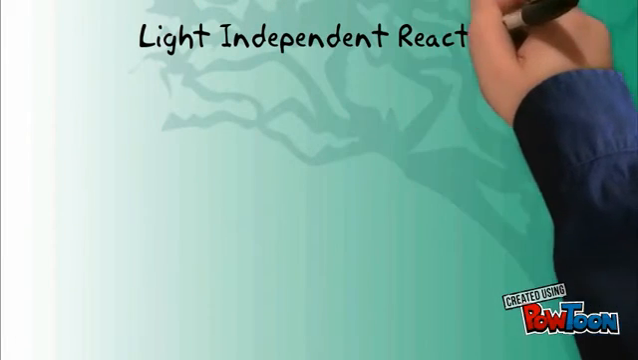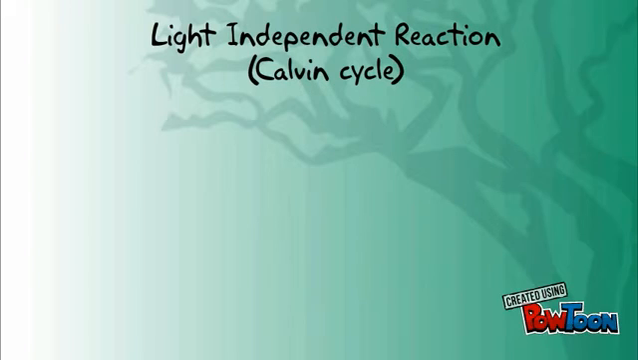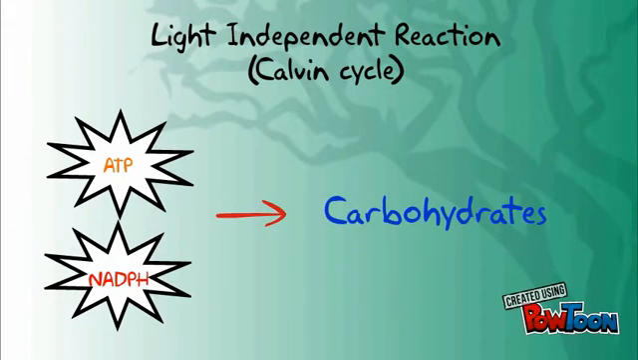Now, let's move to the Calvin cycle, also known as the light-independent cycle and also known as the dark reaction. It actually happens during the daytime, but it does not use photons. That's why it's called the dark reaction. The products of the light-dependent reaction, like ATP and NADPH, are used here to make useful things for the plant, which are carbohydrates.